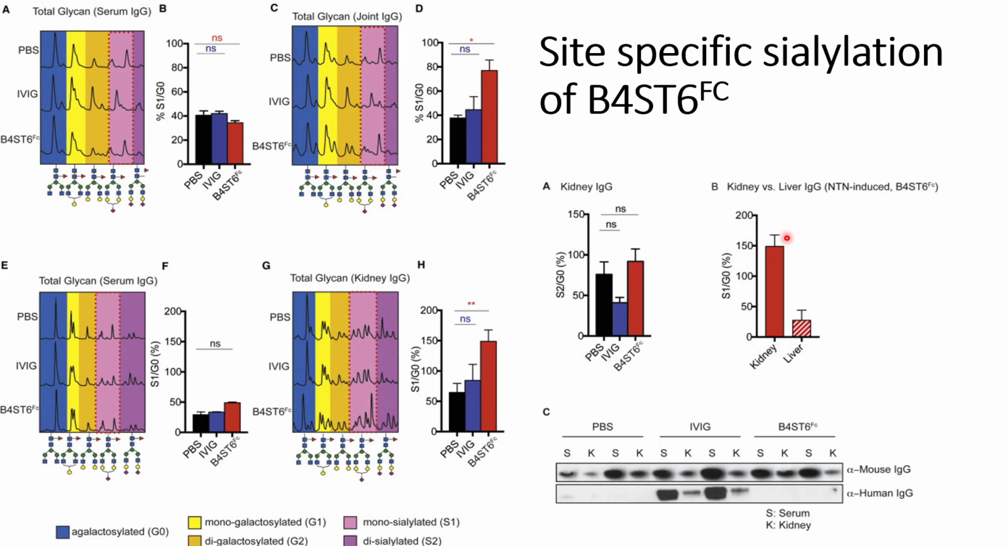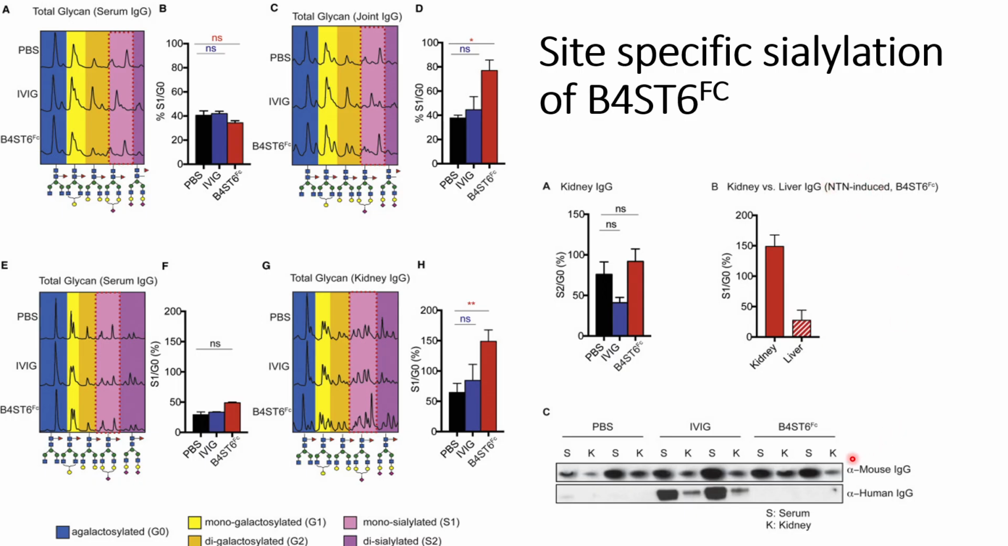where in the kidney more monosialylated structures are formed compared to the liver, indicating that site-specific sialylation occurs at the kidney level when the mice are affected with this NTN disease that causes inflammation.